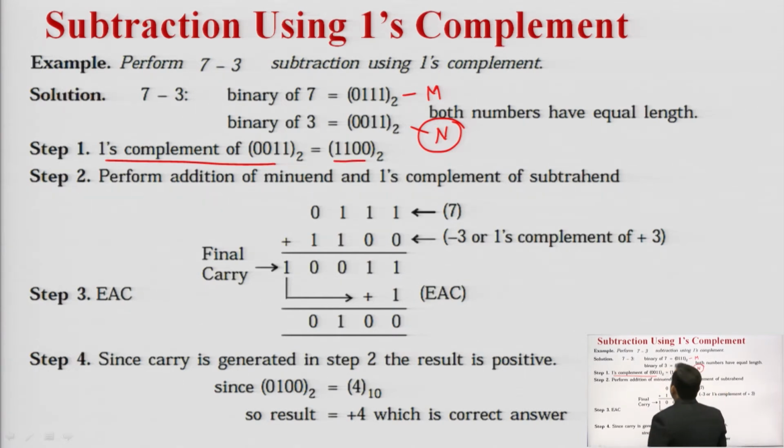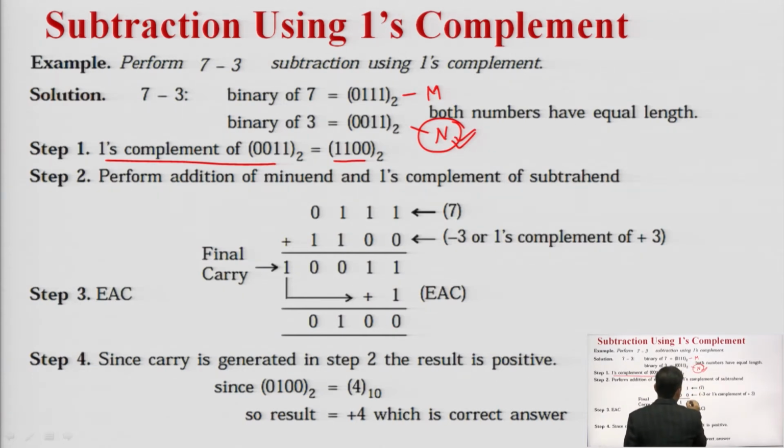After that, perform addition of minuend and ones complement of subtrahend. So we will be adding this M to the ones complement of N. So 0111 is the same and 1100 is the ones complement. So we need to perform the addition over here.